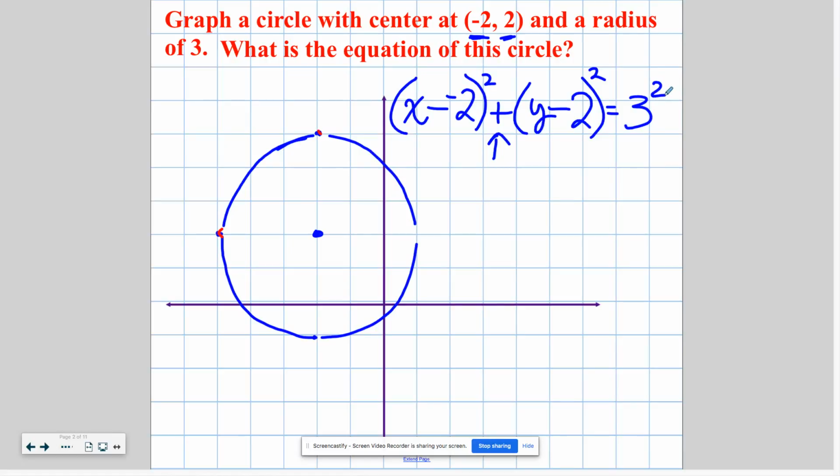All right, so I could put this together here and just say x plus 2 squared, which I'll have you guys do on a normal basis. Okay, and then we're done.